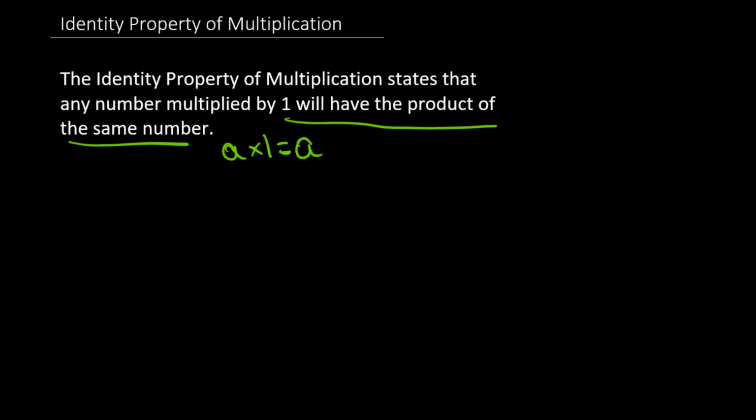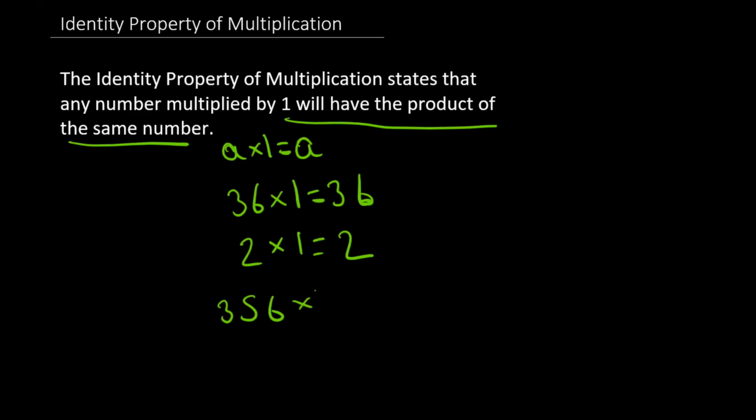Okay, so let's try that out. What about 36 times 1? 36 times 1 is 36. Let's try a smaller number. What about 2 times 1? 2 times 1 is 2. And what about a 3-digit number? 356 times 1. It's still 356. So any number you multiply by 1, you'll get that same number, like 2 or 36.